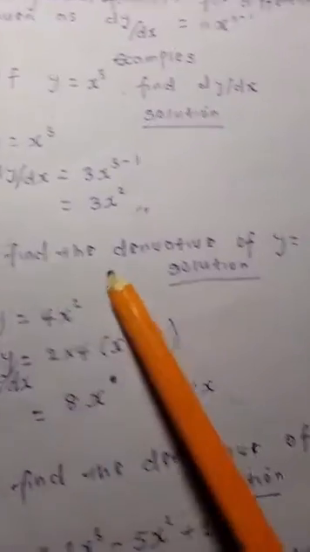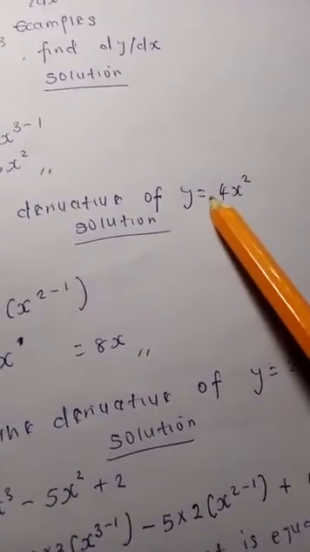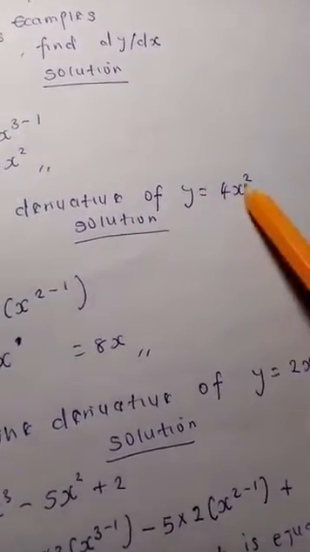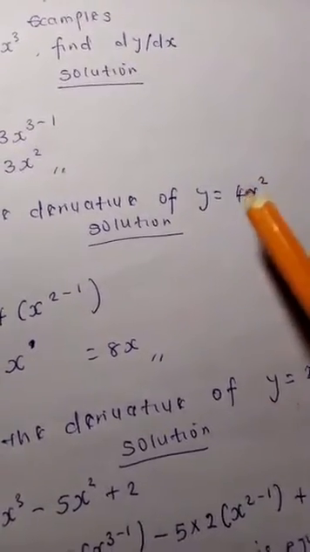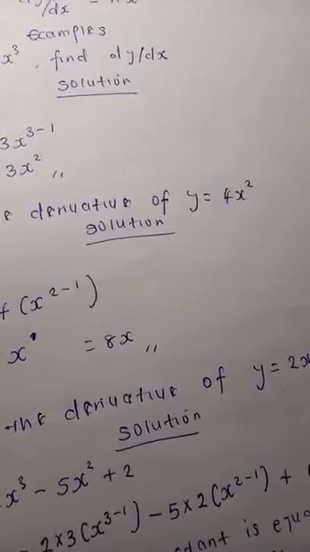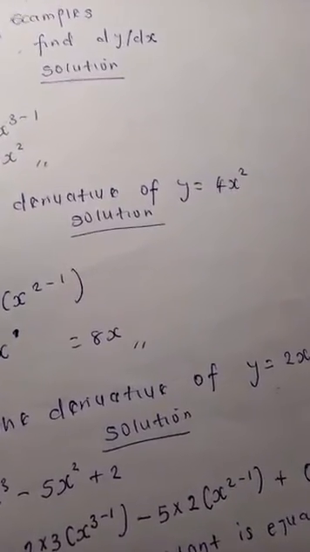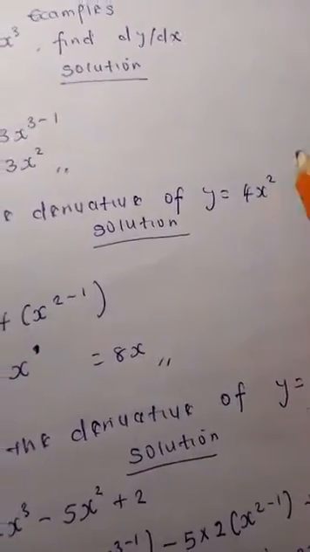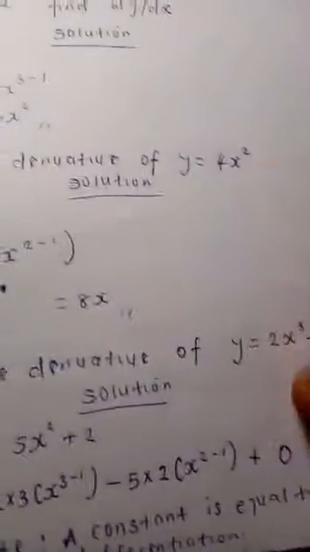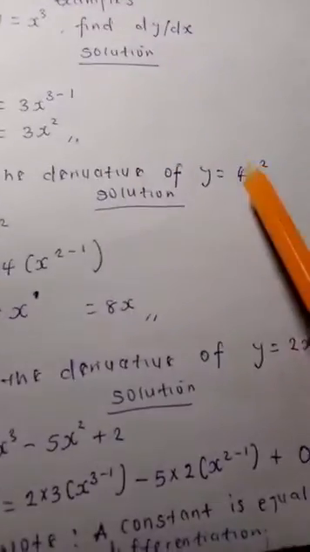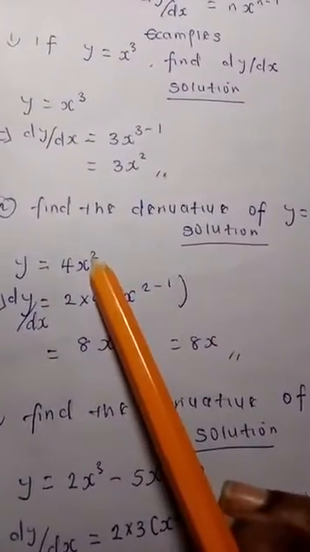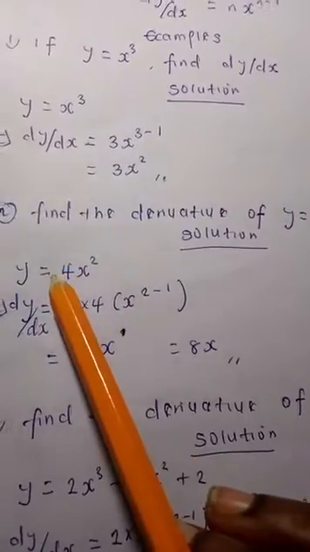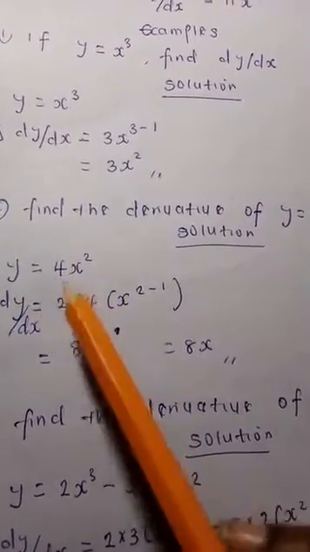Number 2 says find the derivative of y equals 4x squared. This is what I gave you as assignment. If you did not do your assignment, please go and do your assignment to know what we got for this one. So now using the main formula of dy/dx, we take this power to the front. If the power comes to the front, it's now 2 times 4.